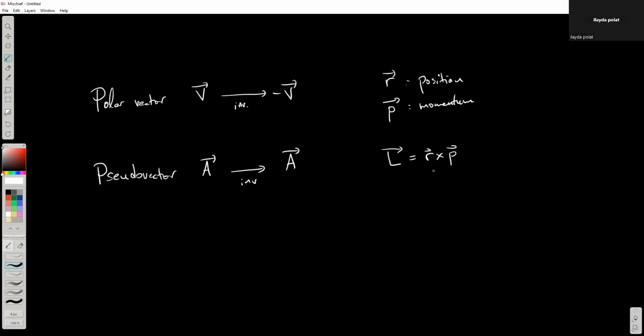For example, the cross product of two polar vectors is a pseudo vector. That's something that I think we mentioned last week. Another example is that the magnetic field is a pseudo vector, and the electric field is a polar vector, and you can actually see the signs of the natures of these vectors in different places. I'm just going to remind you of this.